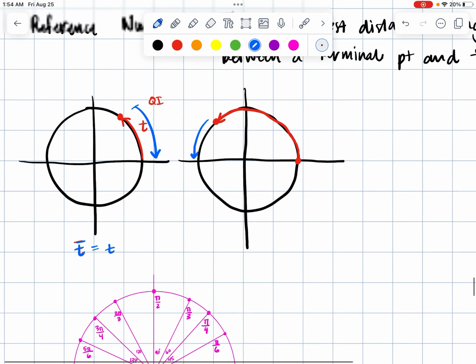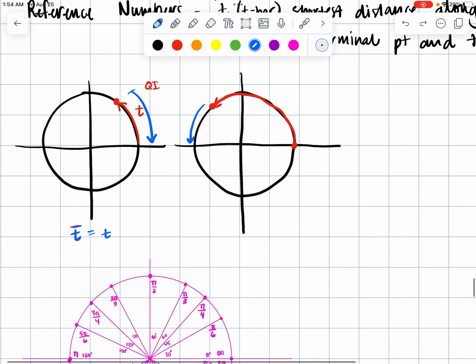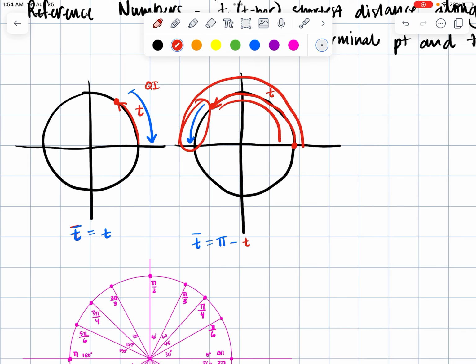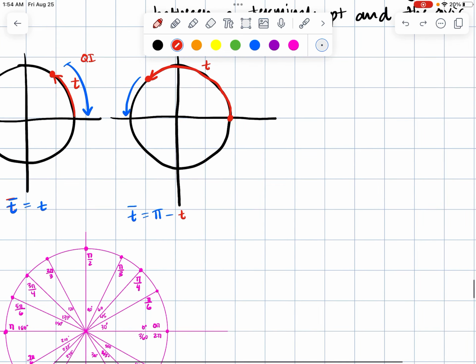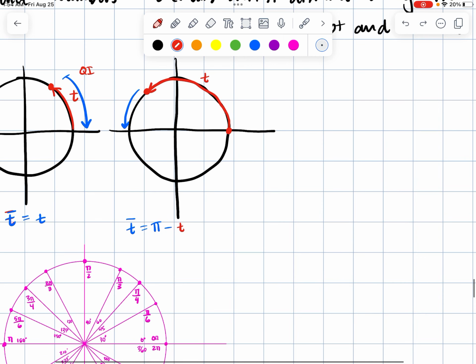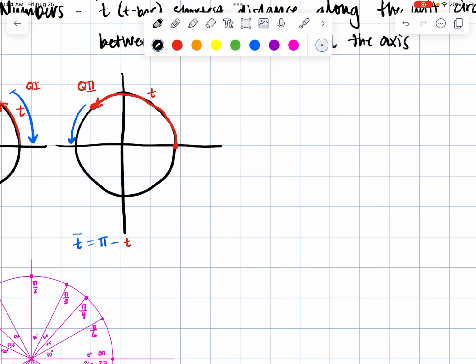We know that the full length of half of a circle is pi, so we could think of it like this. T-bar would be equal to pi minus the actual t-value. Remember this is t, the t-value. We would take pi, which is the whole length, subtract t, which is the red length, and that would give us the blue length. Okay? So that is how we could solve T-bar if our t-value lands in quadrant 2. If our t-value lands in quadrant 3, we're going to draw another circle.